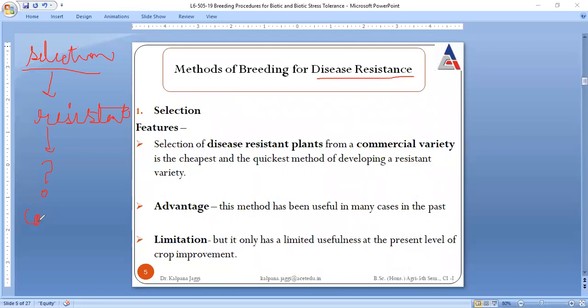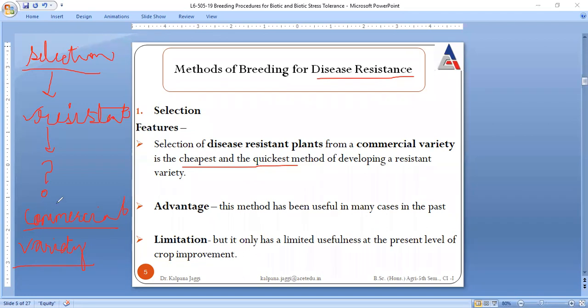So when we are going for breeding for disease resistance, we will be selecting a resistant variety from the commercial variety. Commercial variety means the varieties which are already being multiplied at a larger scale. From that population, we will be selecting a variety that is resistant to the disease, right? Why are we choosing a resistant variety from a commercial variety? The reason is very simple, because it is the cheapest and quickest method of developing a resistant variety.